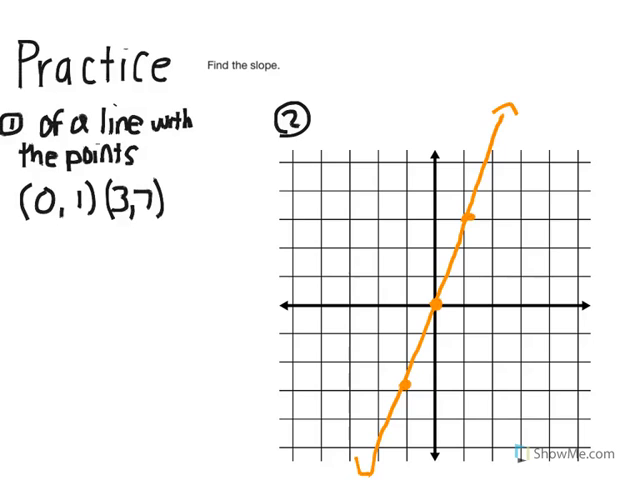Now let's practice. Find the slope of both the questions. Pause the video to solve it on your own, and then unpause the video to get the answers. Okay, pause the video now.